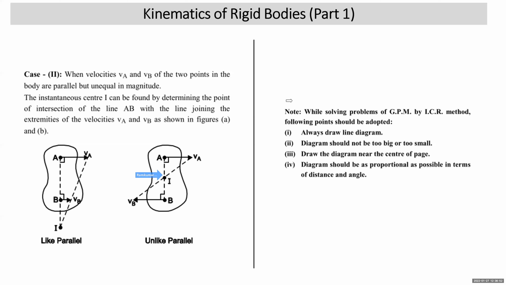Now, when you are solving the problems of general plane motion by the ICR method, these are some of the points which should be carefully noted. Why? These points are important. Such points are not important in any other chapter. The reason for that is the ICR method is a combination of analytical and graphical methods. A few steps are analytical, a few steps are graphical. So you draw a diagram without adopting a scale. So there is a possibility when you are solving the problem of general plane motion by the ICR method, your diagram may go out of the page. All right.